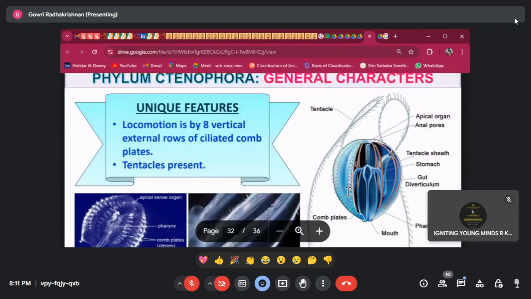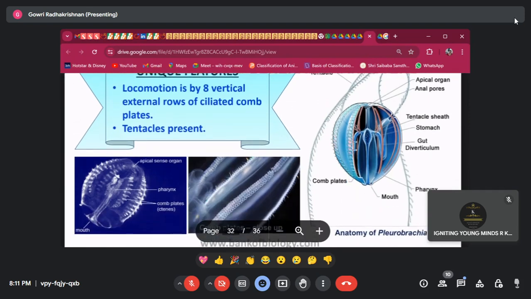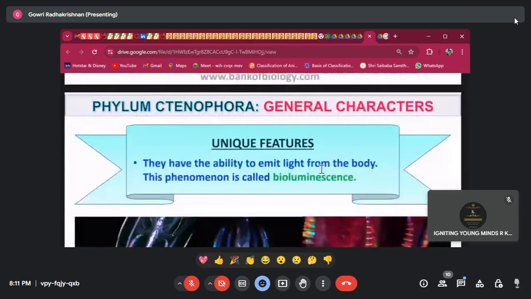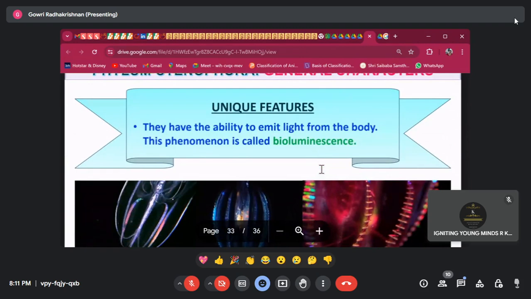Unique feature is what? Locomotion is by 8 vertical external rows of ciliated comb. Can you see the ciliated comb-like thing here? That helps in locomotion. Those are called ciliated comb plates, and tentacles are present. And another unique feature is they have the ability to emit light from the body. This phenomenon is called bioluminescence.